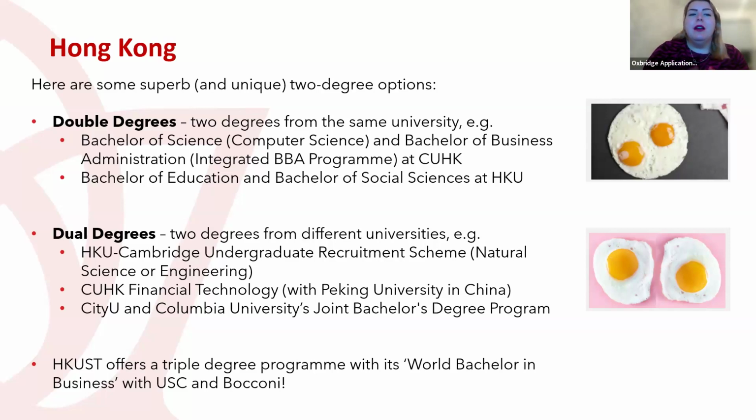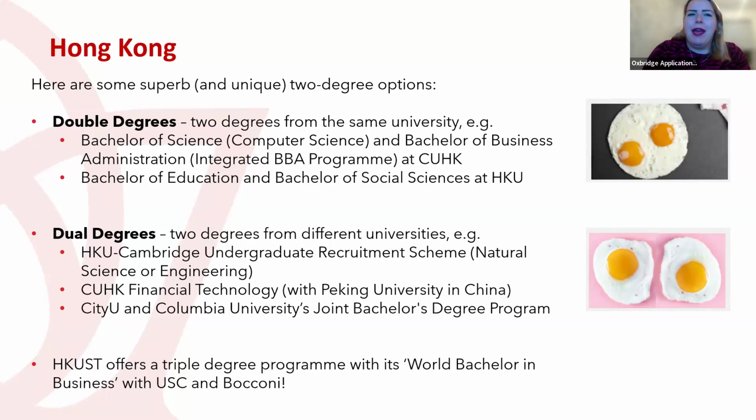So double degrees are 2-degree options that you can gain from the same university. So if you can imagine that the yolk of the egg is the degree and the egg white is the university in which the degree is found, you'll then find that double degree is essentially a double yolk egg, where, for example, in Chinese University of Hong Kong, you can study both computer science and business, so you can get 2 different degrees from the same university. And likewise, for University of Hong Kong, you can have education and social sciences degrees from the same university.